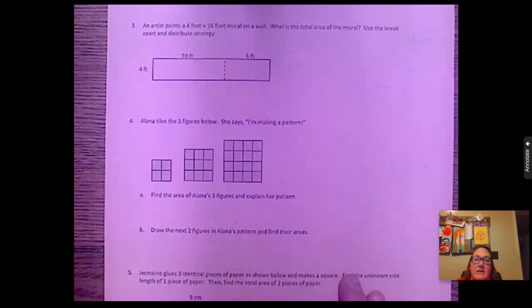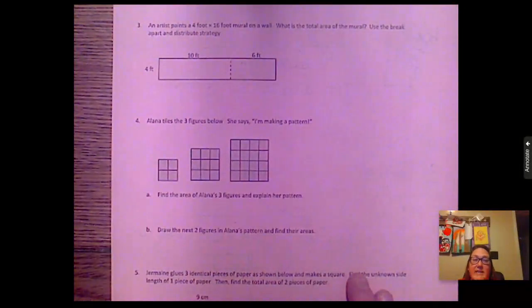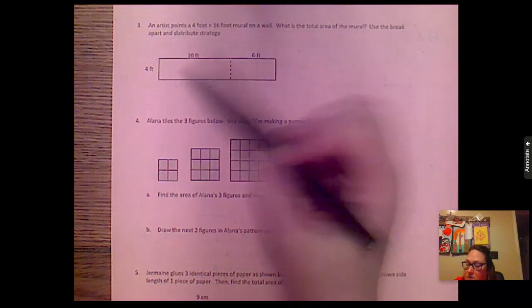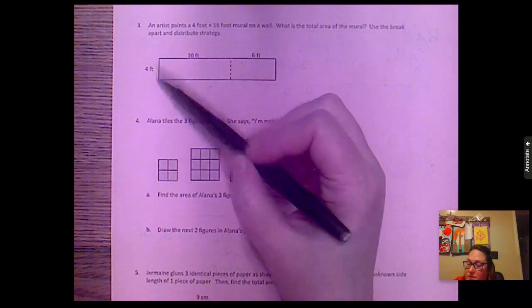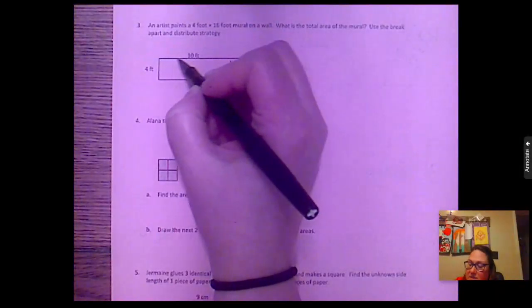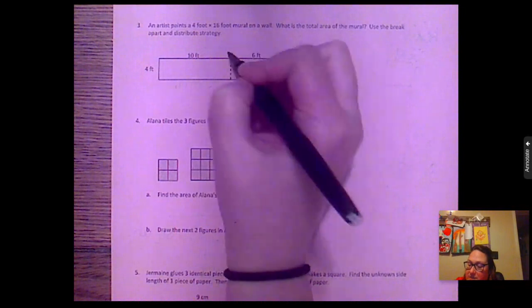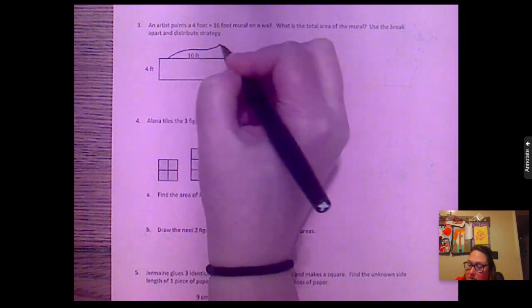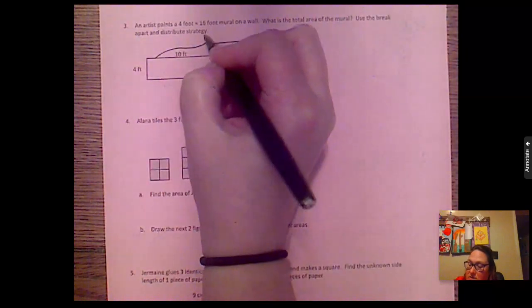And on the back, it says for number 3, an artist paints a 4-foot by 16-foot mural on a wall. And we see that here, right? So there's the 4-foot by 16-foot. Look at this right here. This is split up into 10, and there's the 6. But total, 10 plus 6 equals 16.